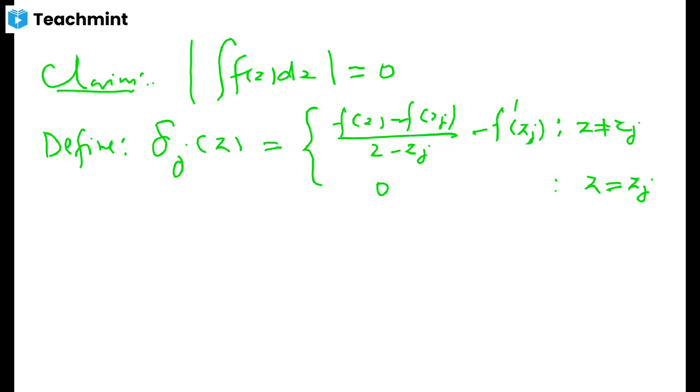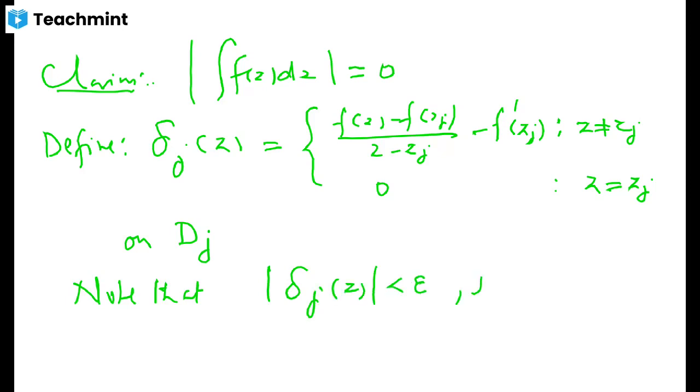And I'm going to define this function on this square Δj, and this is a well-defined function. Okay, clear there. Then note that because of the inequality that we first proved, the modulus of this Δ(z_j) is less than epsilon for each j equals 1, 2, and so on up to n, and z in Dj.